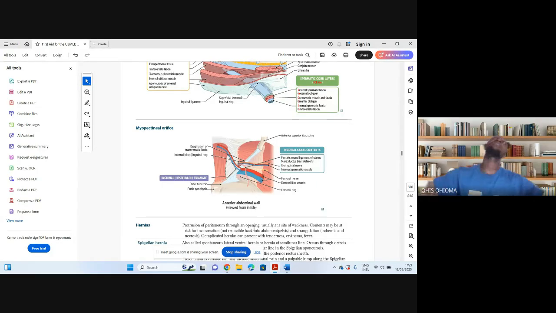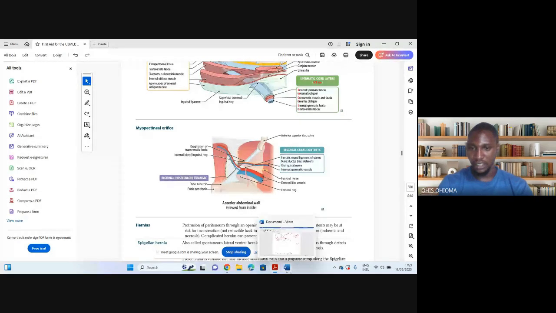And then we have different types of hernias. We have internal hernias and external hernias. The congenital diaphragmatic hernia is an internal hernia. And then we have the external hernias. The external hernias include the femoral hernia, the inguinal hernia, and the Spigelian hernia. So basically, I'm going to talk about the Spigelian hernia and explain something.